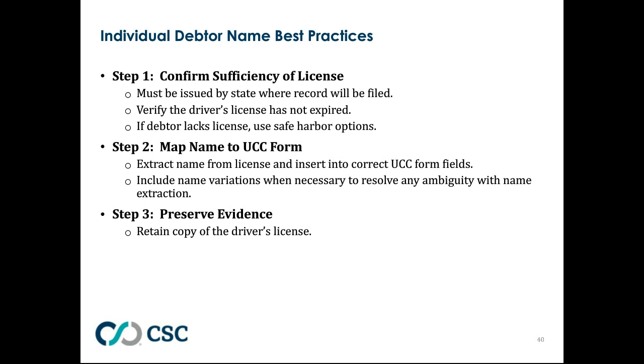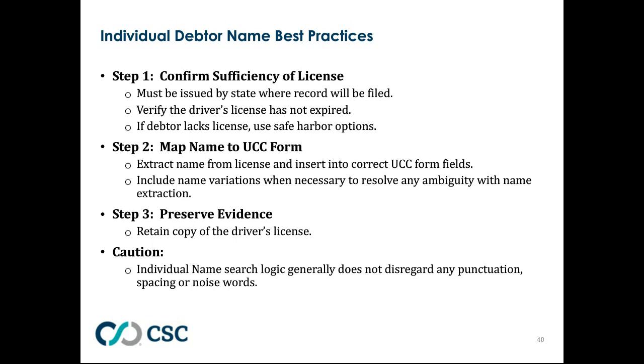And then it's also important to preserve evidence because the driver's license is not a public record. The only way to show that it was correct at the time of filing is to keep a copy of the license. One other word of caution on this. The individual name search logic doesn't really disregard any punctuation, spacing, or ending noise words like it does with an organization name. So you should punctuate the name exactly as it appears on the license. If there's no punctuation on the license, for example, you know that the person has a hyphenated last name, but the hyphen doesn't appear on the license, don't add the hyphen because the search logic will not disregard punctuation or spacing like it would for an organization name.